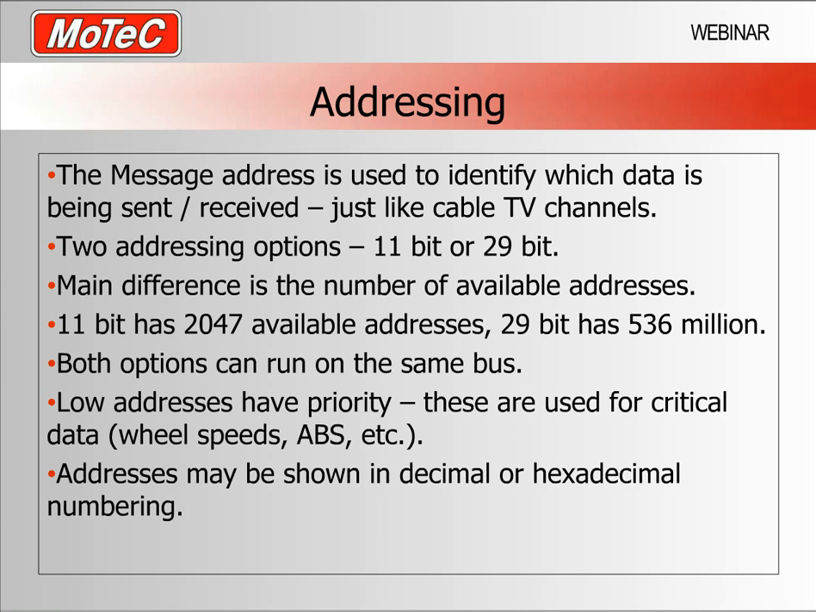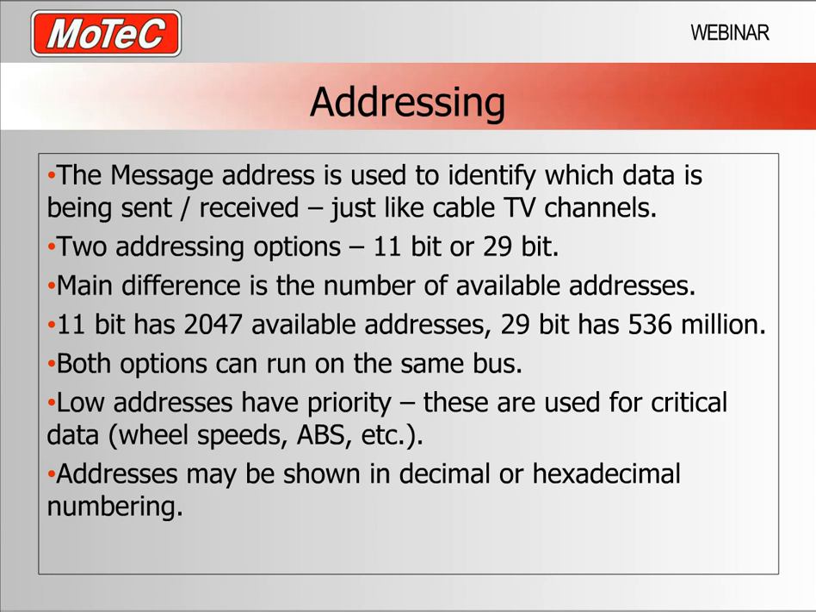A typical example of this would be an ABS system, where we may wish to transfer wheel speed data between the ABS, the ECU, and the gearbox, and wheel speed data is highly critical. And so for this reason, we use low addresses for things like wheel speed data. What happens on the CAN bus is that the low addresses always take priority over high addresses.